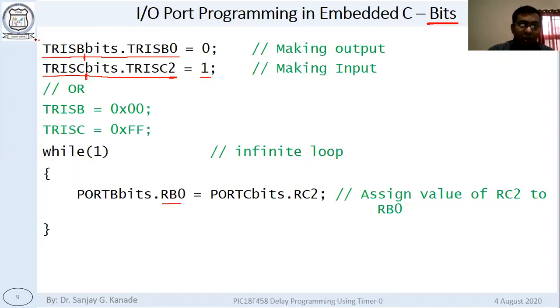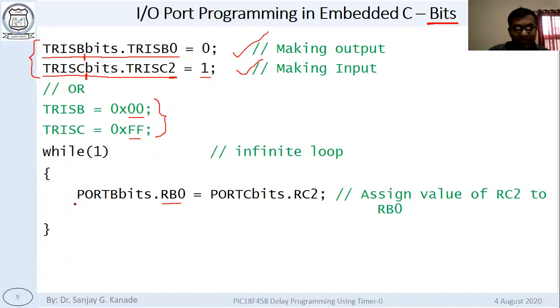Here we wanted only these particular bits to be set to 0 or 1. If your program is small, and you are sure that you don't need any other pins of that particular port, then you can also use this. You can set the full port as output and this full port as input. FF means 11111111. So this complete port C will be used as input and complete port B will be set as output, even though all its pins will not be used. But this is not recommended. You should follow this particular approach only. This is how you manipulate any bits inside any register in the microcontroller.